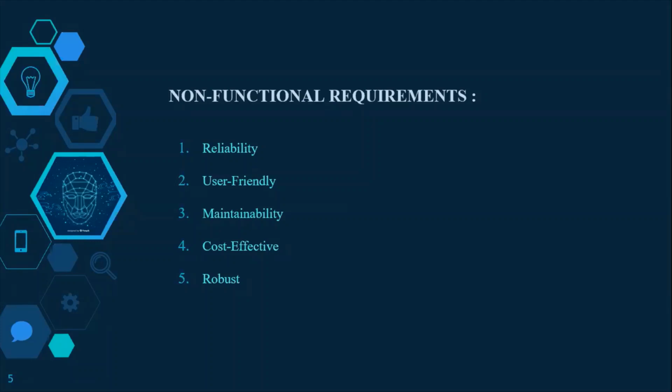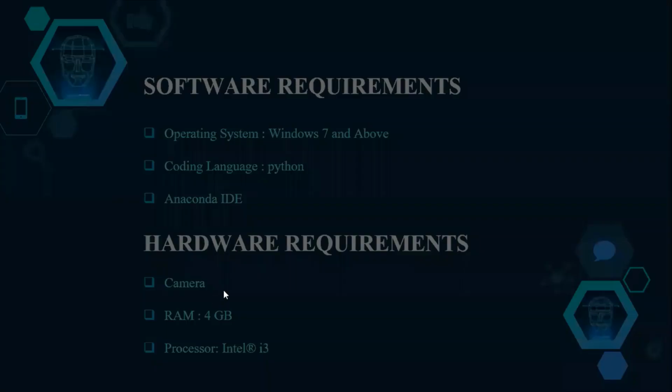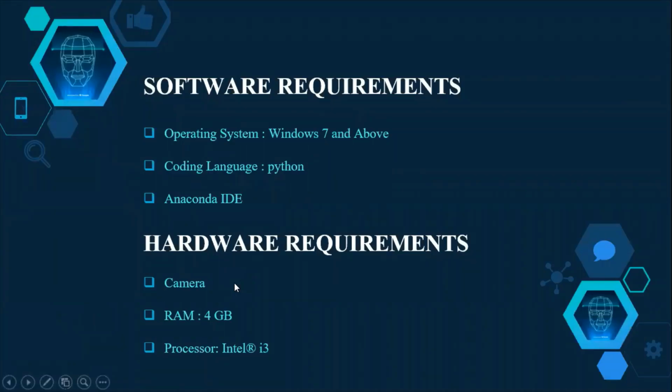Adding to it, our system is also cost effective because all we need is a camera and a system. Unlike other technologies like fingerprint scanner and RFID card, our system is robust, as it does not break down easily, and if it does, it holds up well under exceptional circumstances. Coming to software and hardware requirements, our system is built to work on the operating system Windows 7 and above. The coding language used is Python with Anaconda IDE. As mentioned before, it only needs a camera with a system consisting of 4 GB RAM and an Intel i3 or above processor.